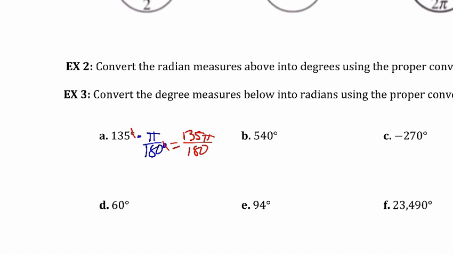Keep in mind when you're multiplying fractions, it's really 135 over 1. Now 135 and 180 are both divisible by 45. So if I divide the numerator and denominator by 45, we end up with 3 pi over 4. So that's a pretty nice fraction. Take a moment, try the other ones on your own, and I'll come back and I'll show you the work for those. Okay, you paused, you clearly did it.